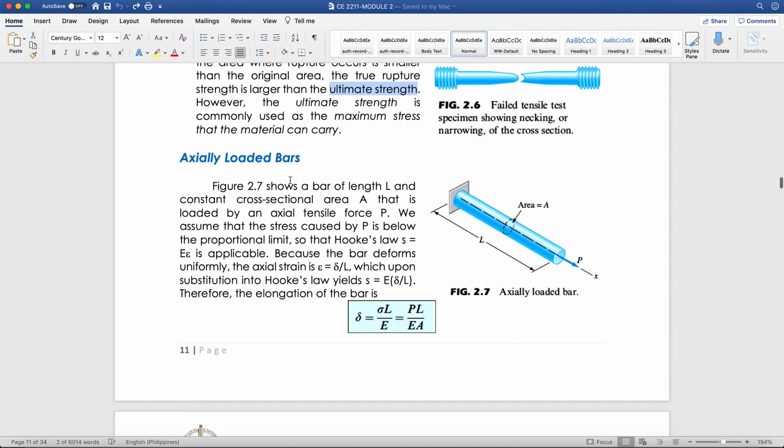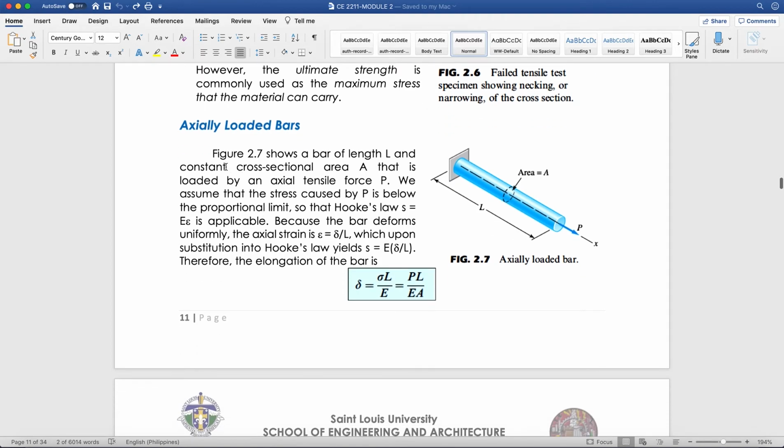So, axially loaded bars. Figure 2.7 shows a bar of length L. So, we have here a bar of length L that is loaded with an axial tensile force P. And we have here the cross-sectional area, which is A. We assume that the stress caused by P is below the proportional limit, so that Hooke's law, the stress is equivalent to the strain times the modulus of elasticity, is applicable.